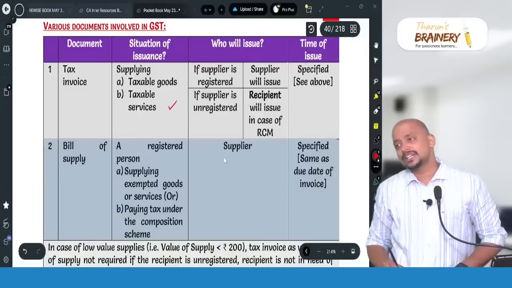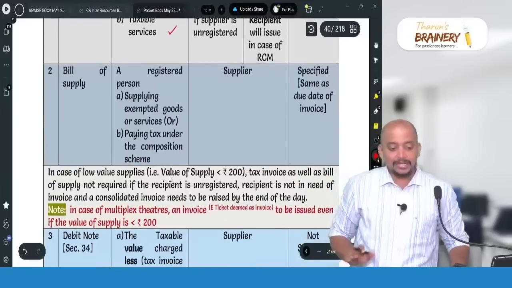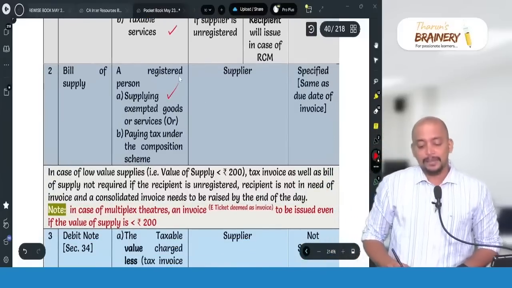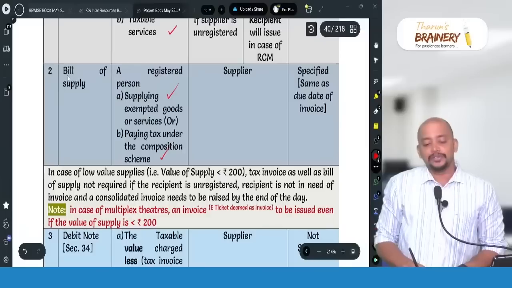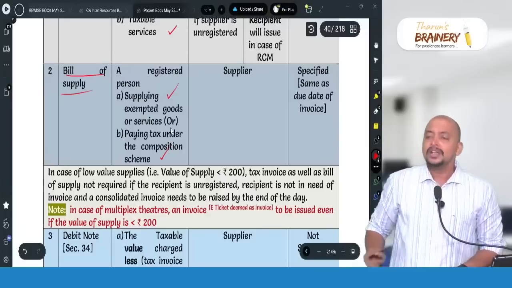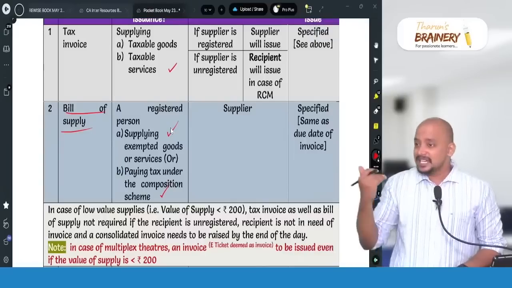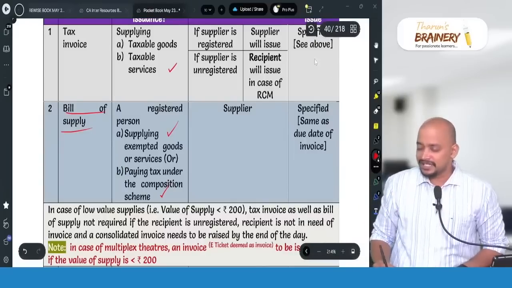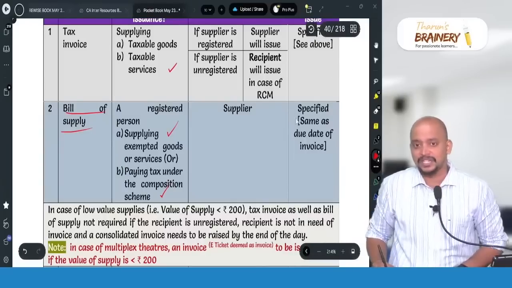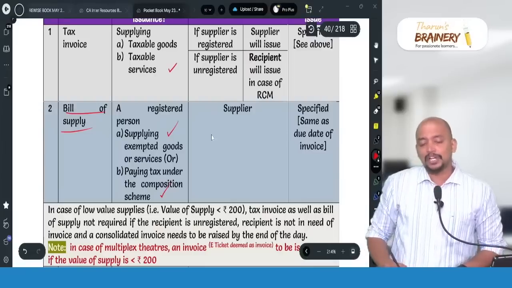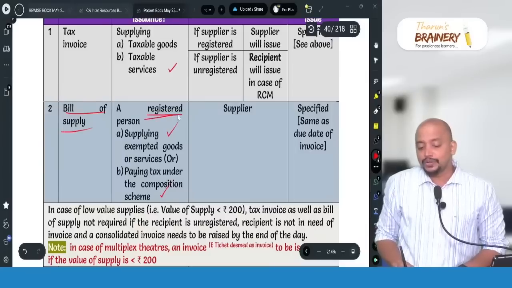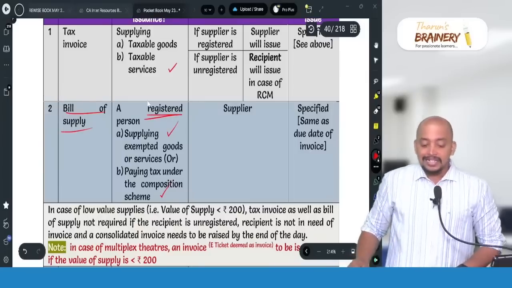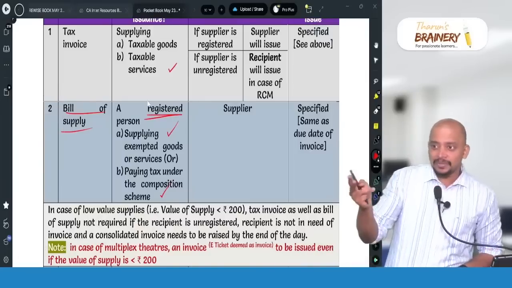What if it is exempted supplies? In case of exempted supplies or supplies by a person covered under composition scheme, then the name of the document is known as bill of supply. What is the time limit for bill of supply? Same as time limit for invoice. Whatever is the time limit that is applicable for invoice, the same is applicable. And who will be giving bill of supply to whom? Supplier to recipient. And bill of supply is applicable only to a registered person. Registered person, but who is making exempted supplies.